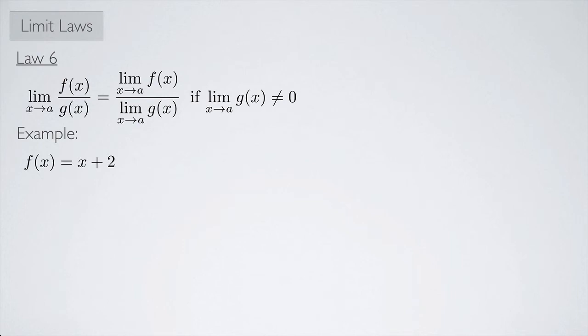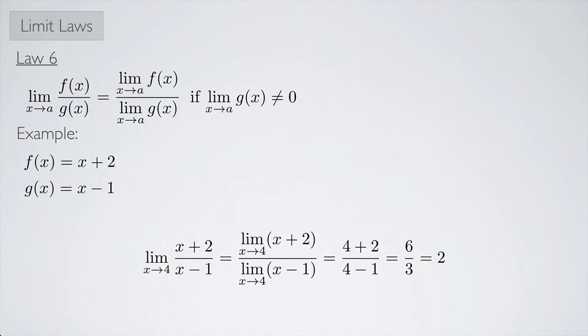For an example, let's let f of x equal x plus 2 and g of x equal x minus 1. And so the computation would look something like this. If we let x approach 4, for example, then the limit of x plus 2 over x minus 1 equals the limit as x approaches 4 of x plus 2 divided by the limit as x approaches 4 of x minus 1. And then I can use the earlier limit laws to break those down, and I get 4 plus 2 over 4 minus 1, which is 6 over 3, which is 2. And so the limit law that I'm using here, law 6, happens right here where I break it apart. And keep in mind that in order for this law to hold, both of these individual limits have to exist.